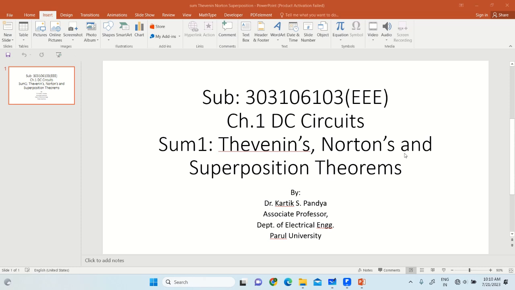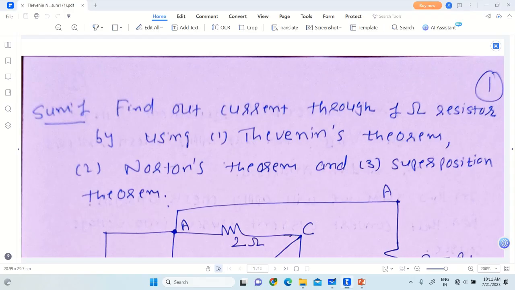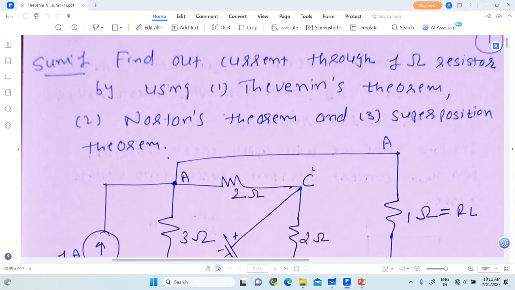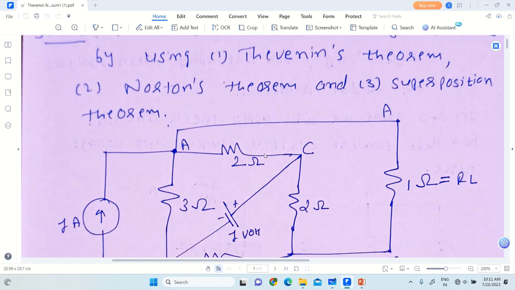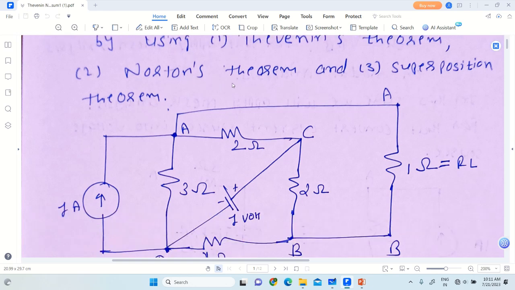The subject is 303-106-103, that is triple E. This is lecture number 2, and we are discussing the sums of the DC circuits. In lecture number 1, we had discussed the sum related to Thevenin's theorem. Now, in this lecture, we will solve the same sum using Norton's theorem. So, let's see that sum. Find out the current through 1 ohm resistance by using Norton's theorem.